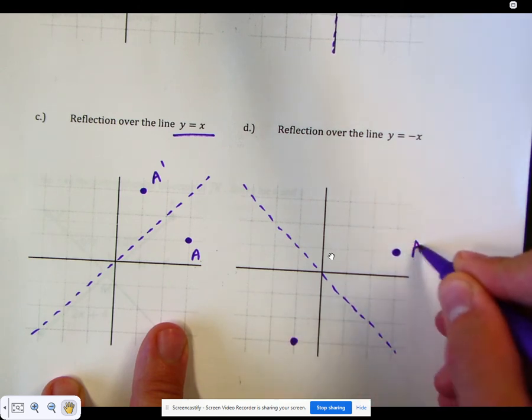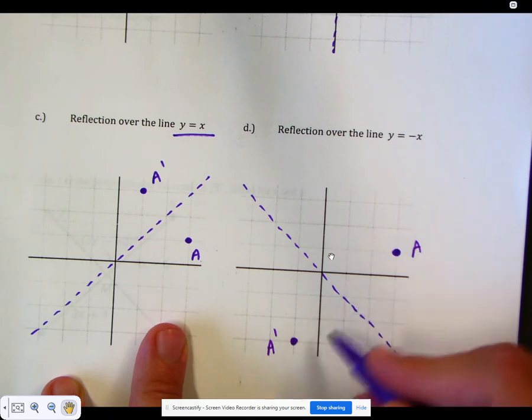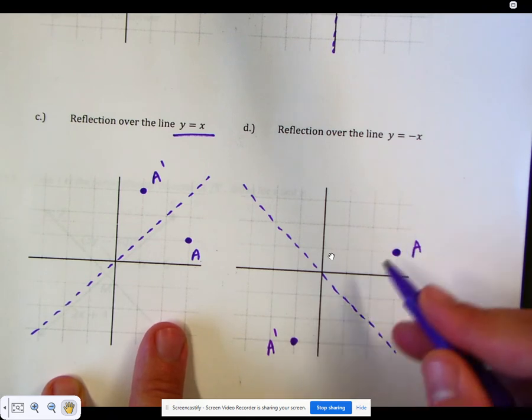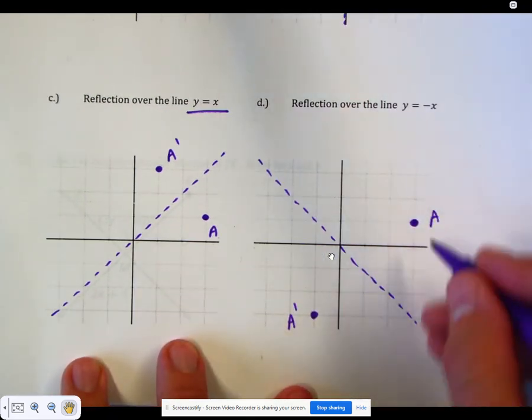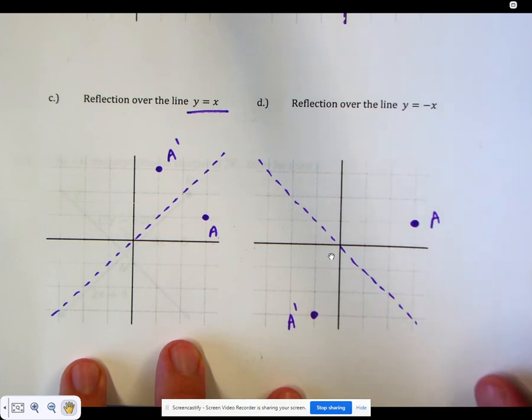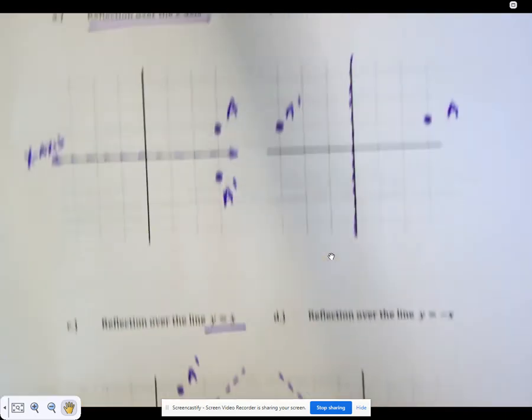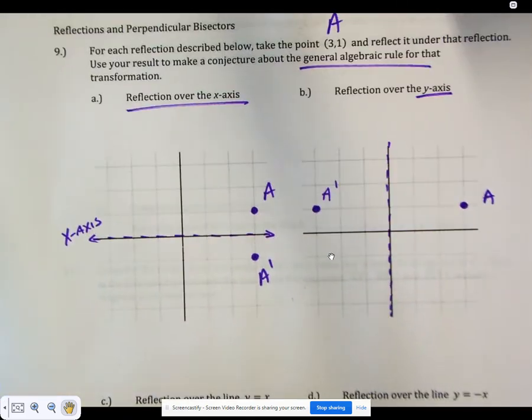A ruler can be kind of helpful if you're getting stuck and need to use the grid. But anyway, there's my reflection point. So notice it jumped over the line. All right, let's go back and figure out the general rules.